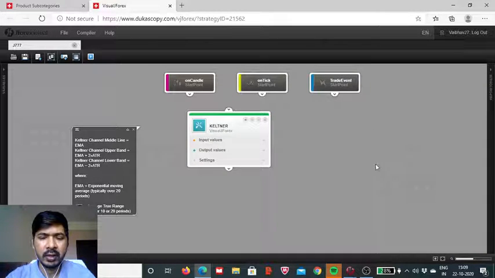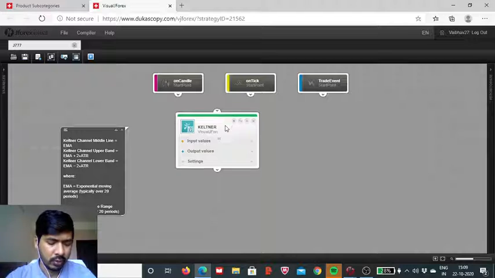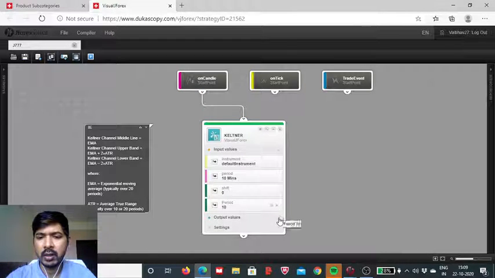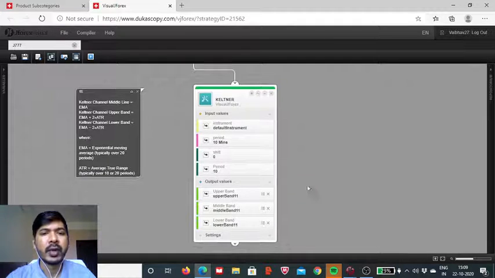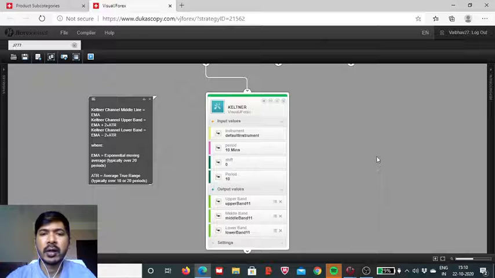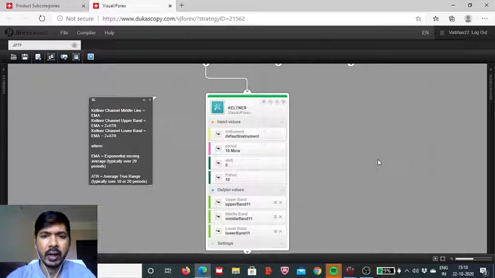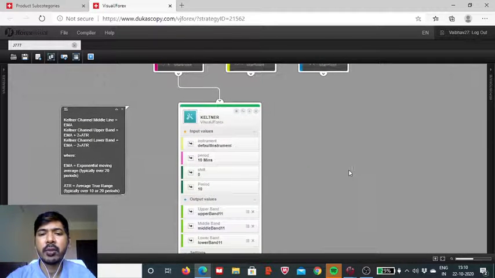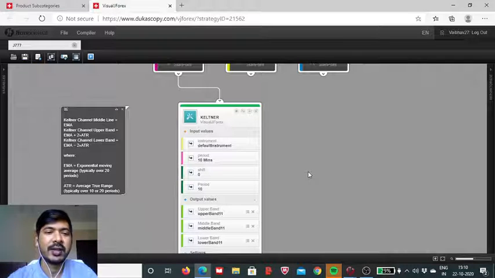This is fairly easy to understand and the use is not that complex, and I will try to make it as easy as possible to get you started on the use of this indicator. This is the Keltner channel block, and we are using the on candle as our start point for today's setup. This is the Visual JForex board developed by Dukascopy Bank SA to make our life easier.